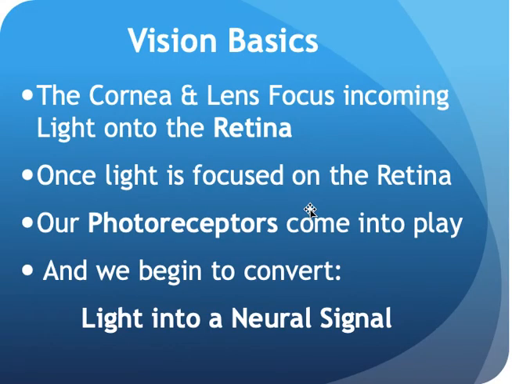So here are our vision basics. The cornea and the lens focus incoming light onto the retina. Once light is focused on the retina, this is where your photoreceptors come into play. We've talked about those a little bit, but we're going to come back to those and look more in depth here. What we're really trying to do is convert this light into some sort of neural signal, an electrical impulse, up to the brain.